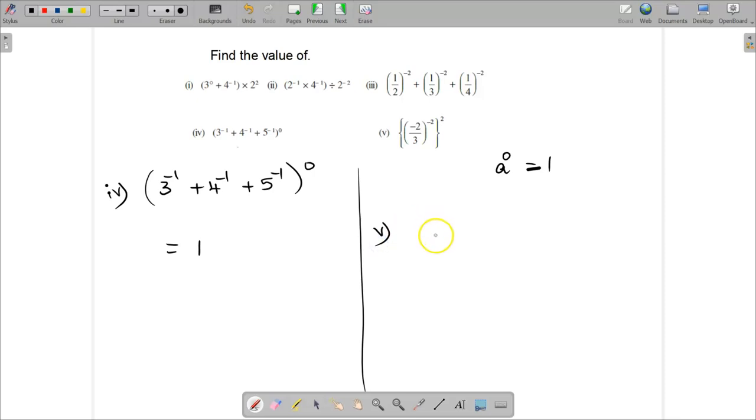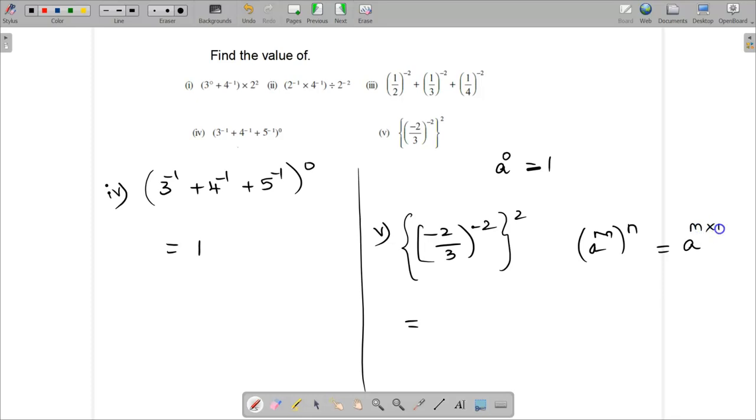Then coming to the fifth subdivision, (-2/3) the whole power -2, and then the whole power 2. Generally, whenever we have two powers, like (a^m) the whole power n, these powers we can multiply, that is we can just write a^(m×n). Using that rule, here the base is minus 2 by 3. Instead of a, I have minus 2 by 3. So just write that term as it is. This is m, this is n.